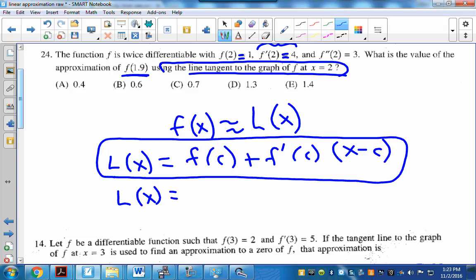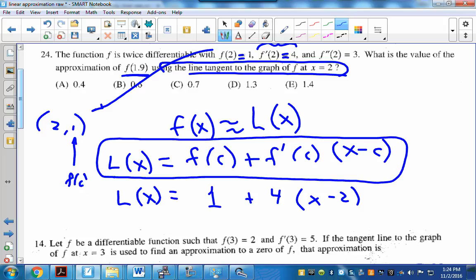So here's our tangent line for this problem. The point was 2, 1. Right? This is the ordered pair 2, 1. f of 2 is 1. So I'm going to put 1 there. That's the y value. They told me the slope, that was 4. And then I put x minus 2. That's the line. Okay, the y value, right? This is f of c. The slope. And then this x minus 2 is the x minus c.